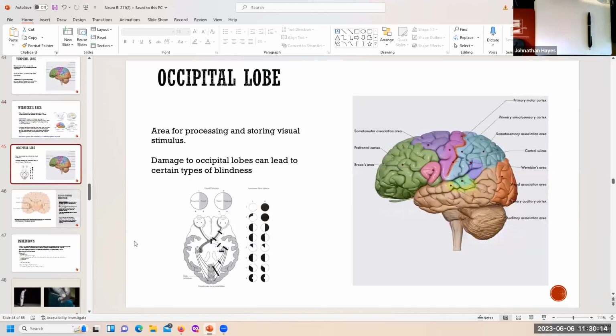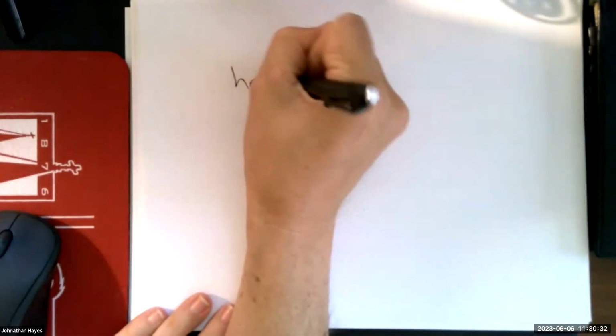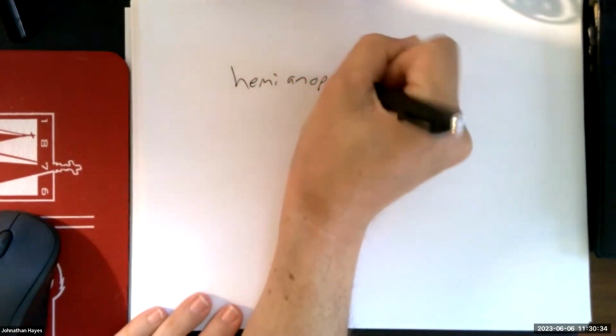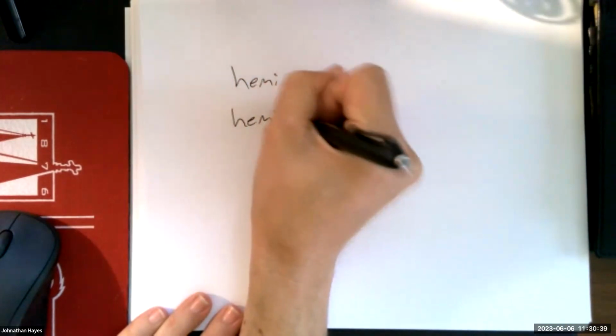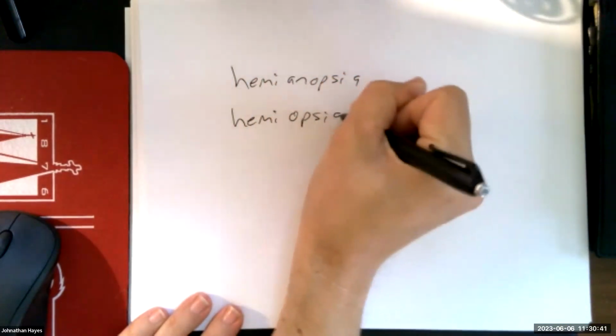Occipital lobe. I don't want to get too deep into this because I don't need us necessarily diagnosing the different types of hemianopsia, but I do want you to be familiar with the concept because we'll talk about it again in neurosensory. The term hemianopsia, I think this is the old way of spelling it. They've shortened it over the years. I think they sometimes call it hemiopsia now.